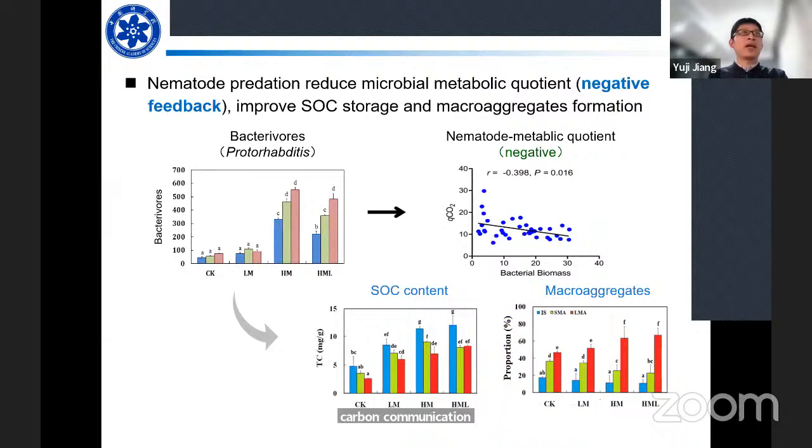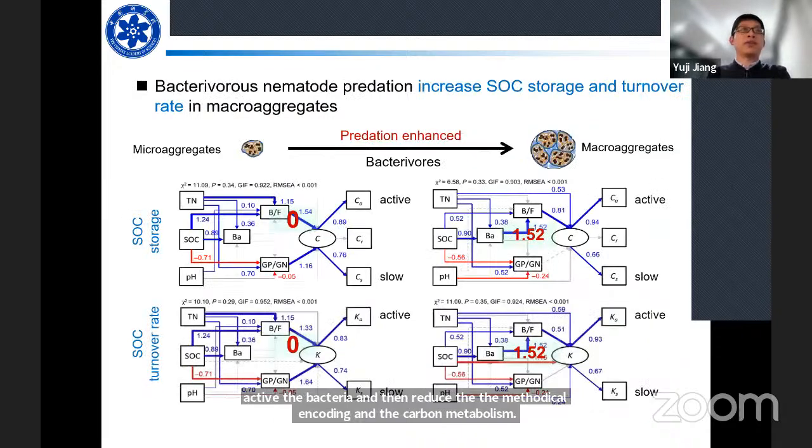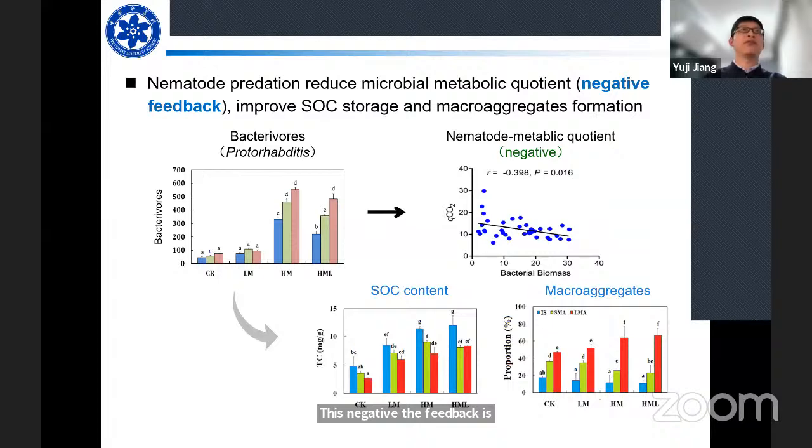At the aggregate level, the nematode predation also has a negative feedback on carbon metabolism. In detail, bacterial nematodes may feed on active bacteria and then reduce the metabolic quotient and the carbon metabolism. This negative feedback is beneficial for the SOC accumulation and promotes the formation of the macro aggregates and improves the fertility and the health of the red soils.